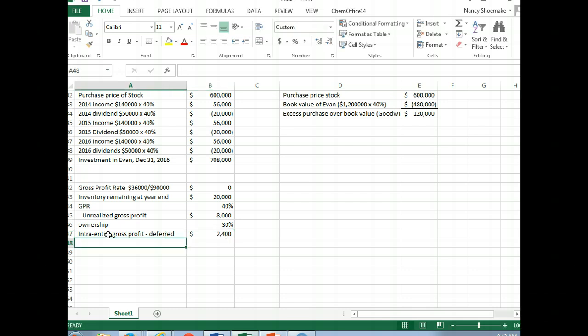Does that make sense how we figured that? We first have to calculate the gross profit rate. Then we calculate how much inventory is still on hand. So we come up with the total gross profit that should be unrealized, but we only allocate it to our share of the ownership. So that $2,400 would be the amount we defer.